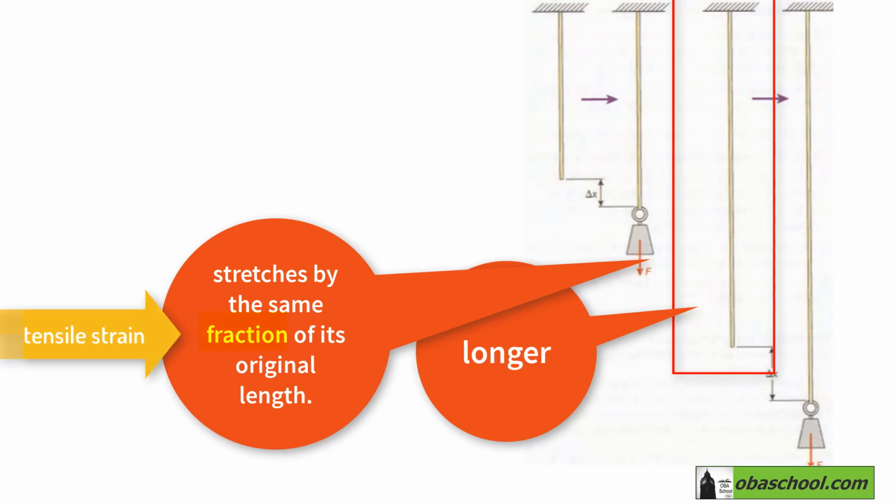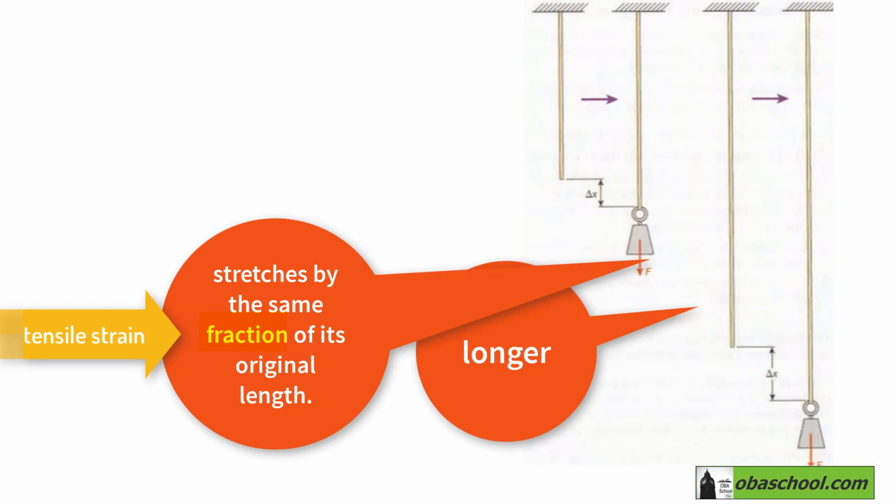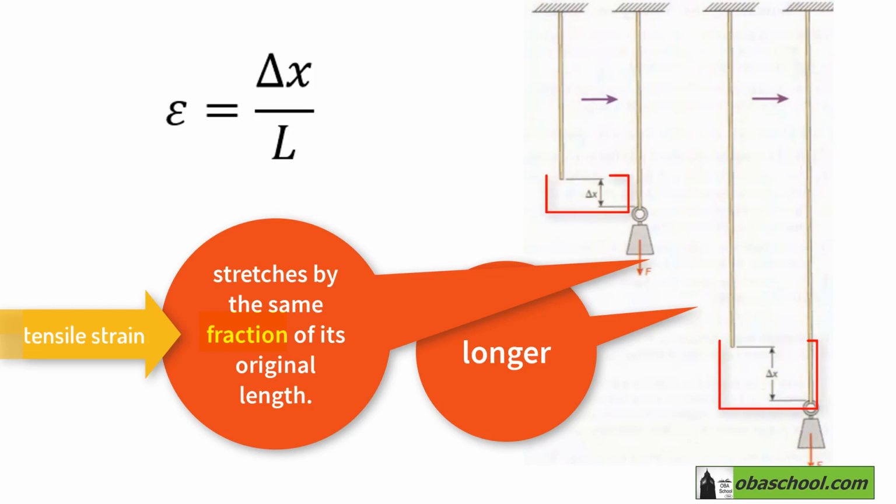The tensile strain is given by the equation epsilon is equal to extension, which is delta x, over the original length, which is L. And it has no unit. It is just a ratio.